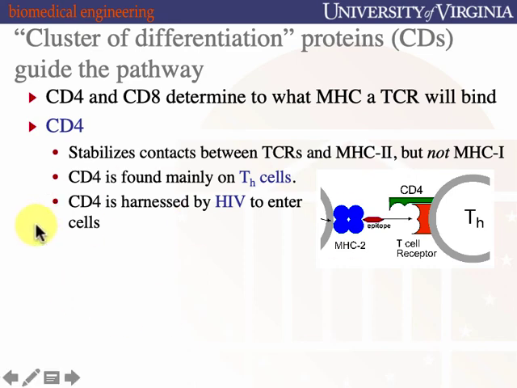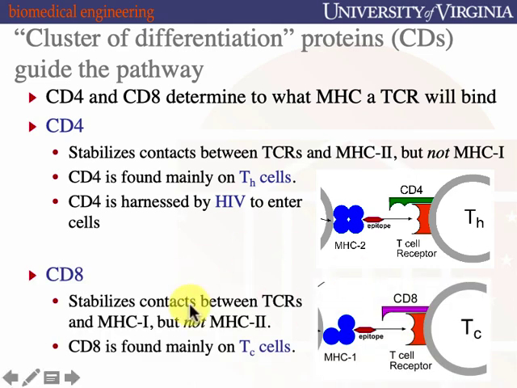And just as an aside, CD4 is the molecule that's harnessed by HIV to infect your immune system. Okay, so you can see there's a little cartoon depiction here. Here's MHC2. It's presenting its epitope. It's going to bind T cell receptor, and CD4 is going to co-bind in this complex in order to help stabilize that interface between T cell receptor, its cognate antigen, and the MHC, in this case, class 2 protein.